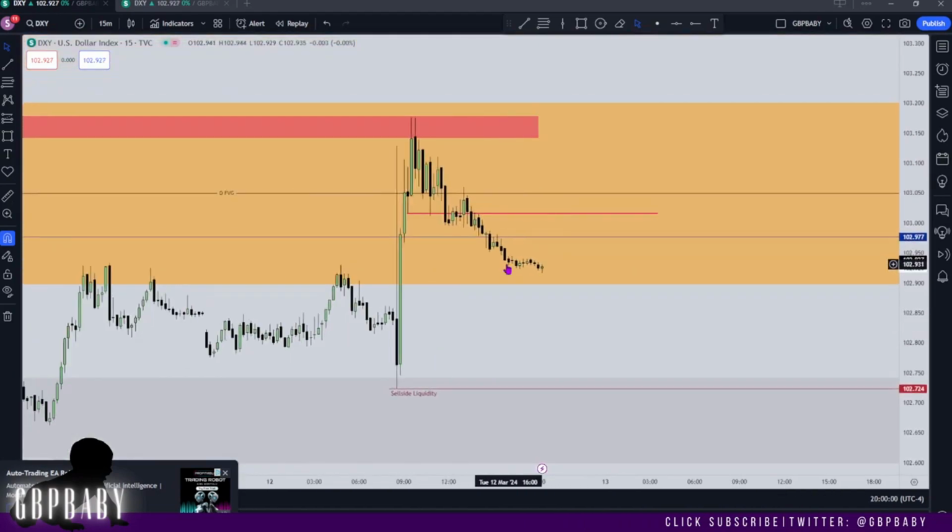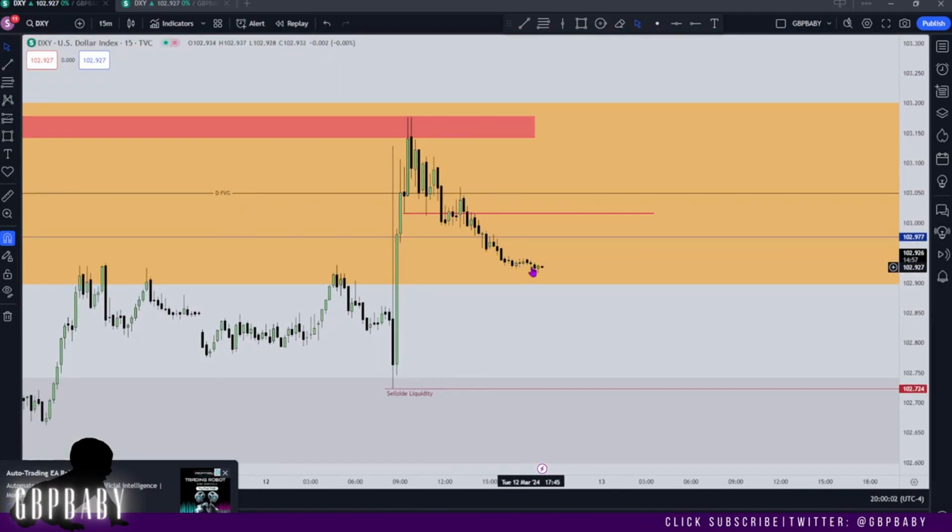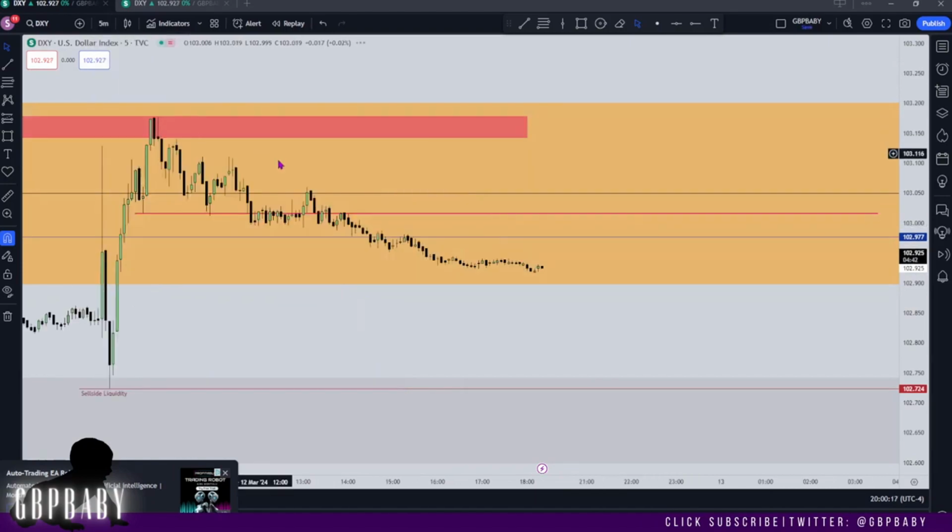But yeah, moving into tomorrow, there isn't any high impact news, but I'd like to think that we can still see some downwards movement. Again, creating the high of the day around here, if it wants to return back to this level, which it very well may do, and that's completely fine. And then I'd start expecting continuation to the downside.